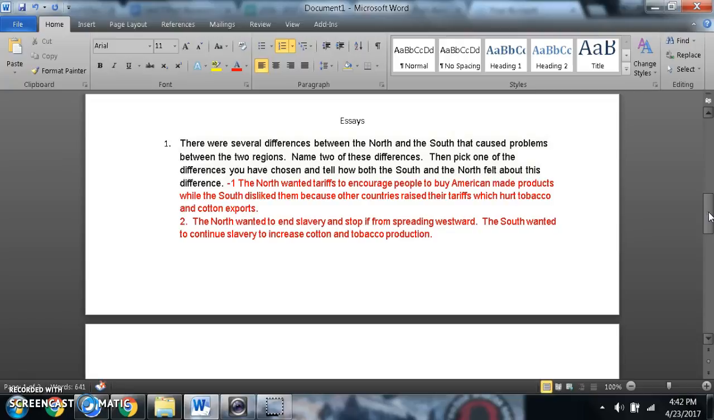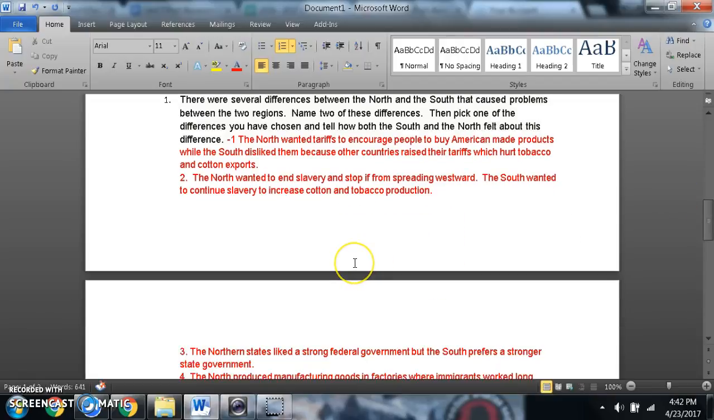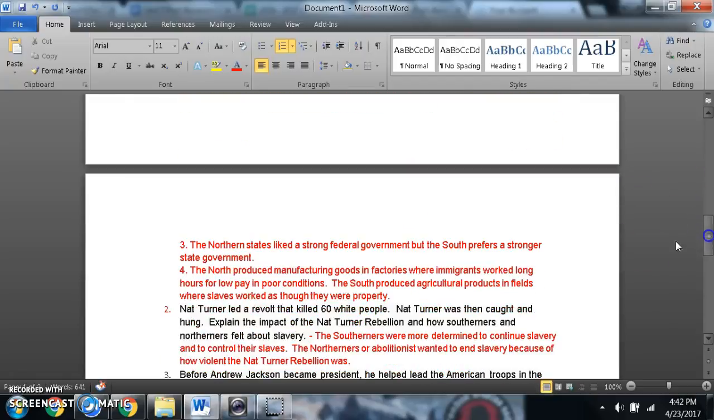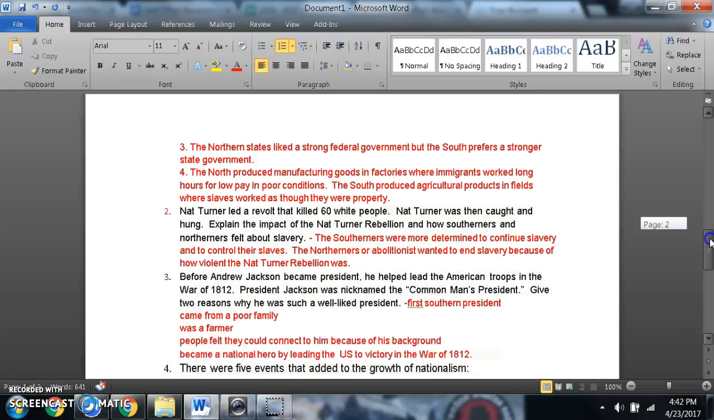And South Carolina, or it's not South Carolina, but the South itself, which South Carolina was in, the South itself was very agrarian, or agriculture based, and their livelihood depended on the sale of tobacco and cotton. Number two, the North wanted to end slavery and stop it from spreading westward. The South wanted to continue slavery to increase cotton and tobacco production. And then here's a couple of other possible answers that you could put as well.